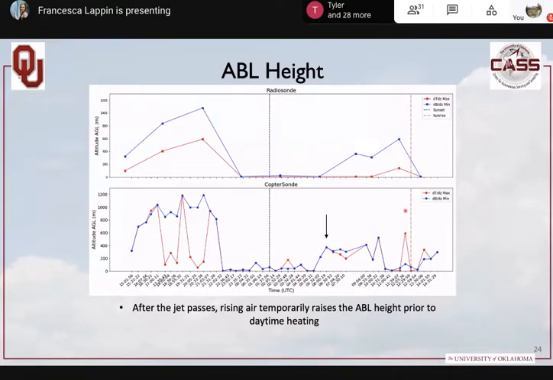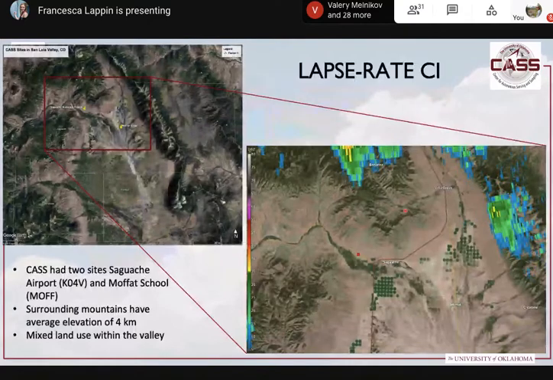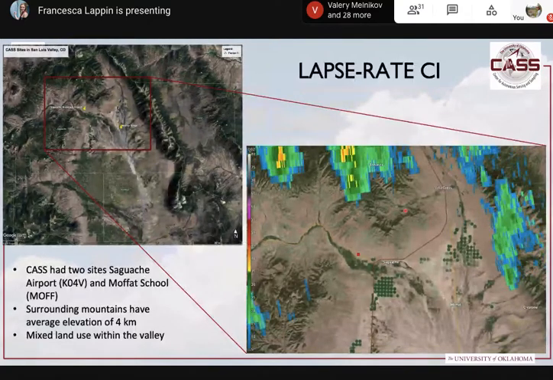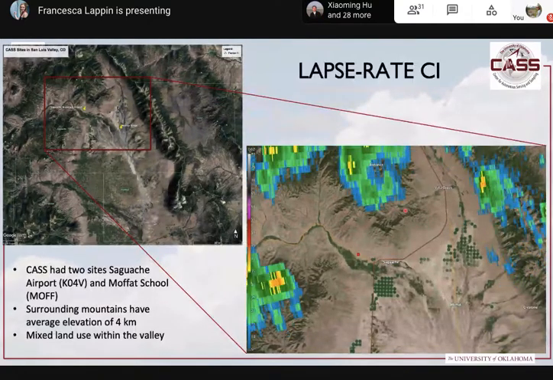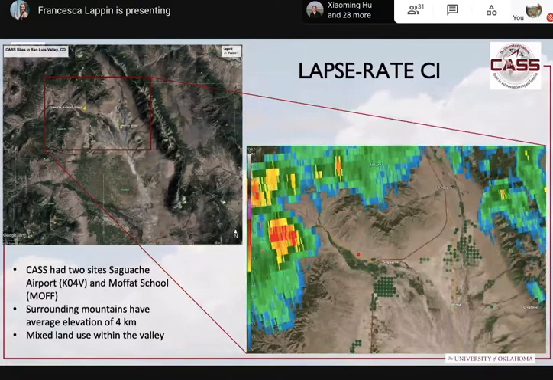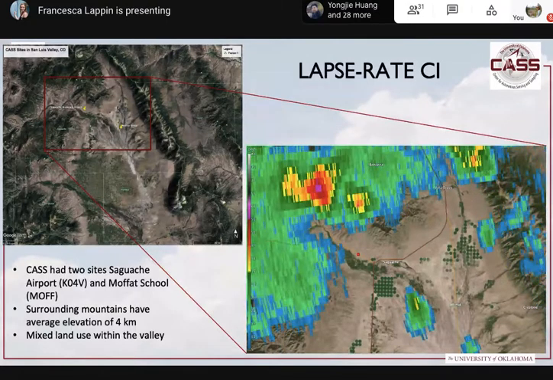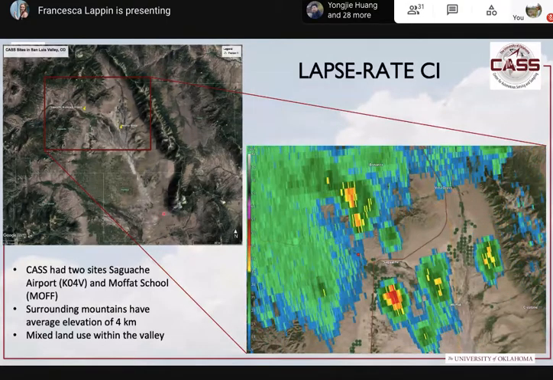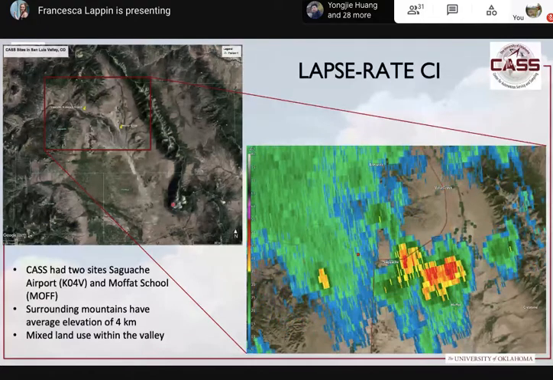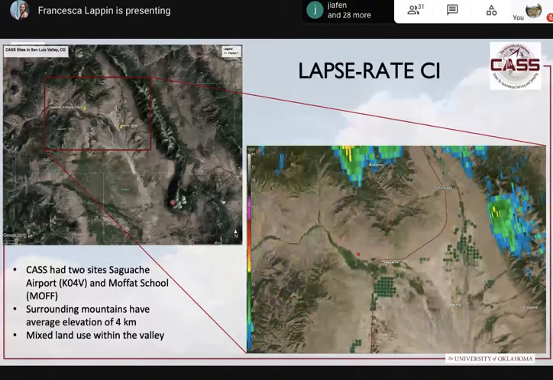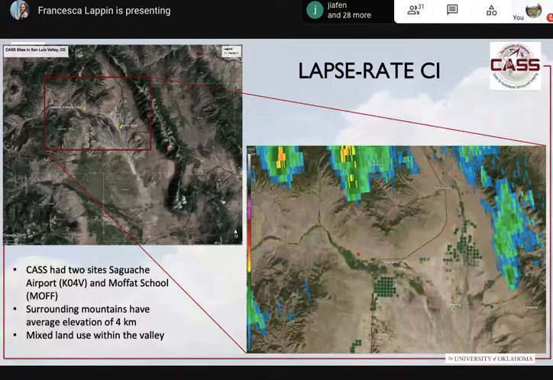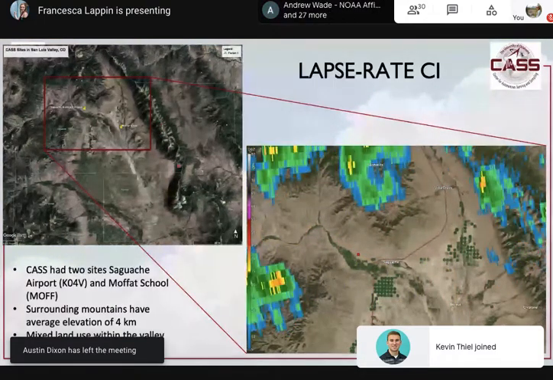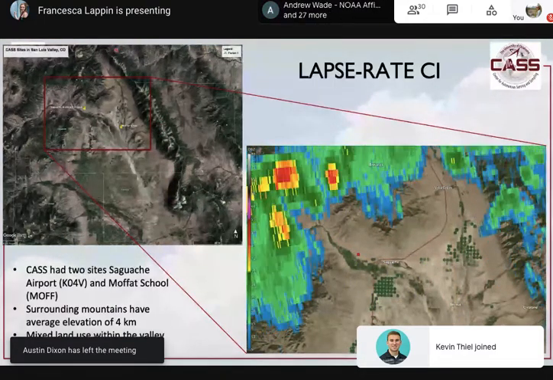So right now, we're going to shift gears a little bit and head over to the LAPSE-RATE campaign. We'll be more focused on convective initiation, as you can see is occurring in this radar loop. But I want to point out some unique features of the San Luis Valley. So it is a valley with mountain ranges surrounding it of an average of 4 kilometers.